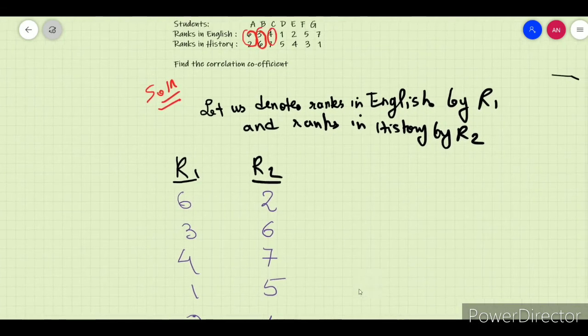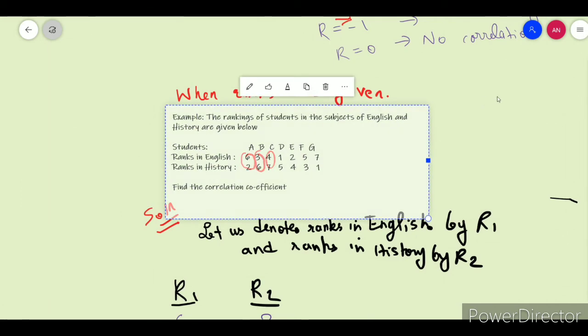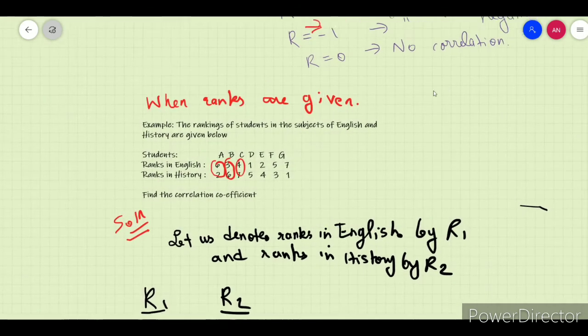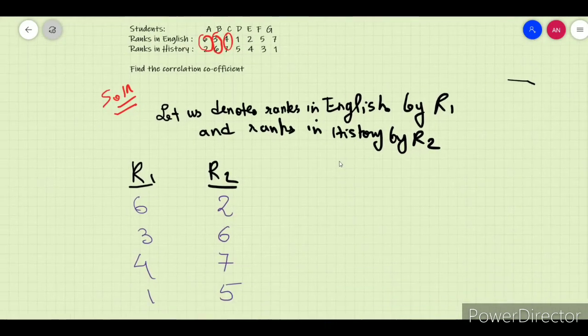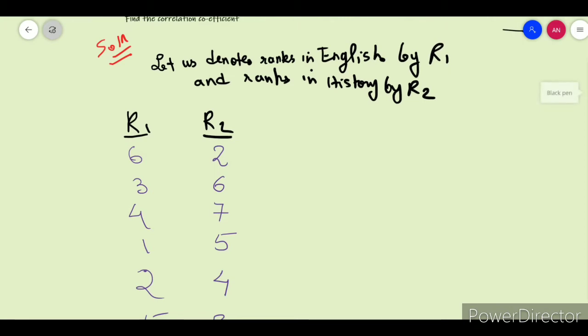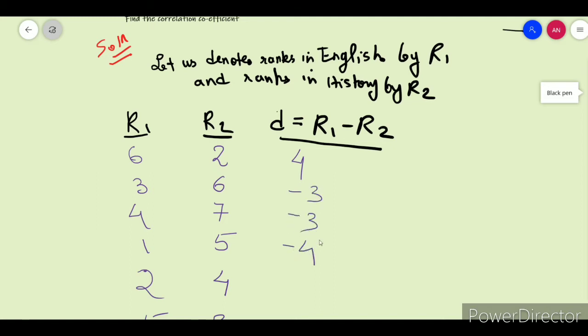Now we can find the difference between these ranks, which is nothing but D. We have to find the difference. So D, the difference between ranks, is nothing but the difference between rank 1 or R1 and R2. So 6 minus 2, 4, 3 minus 6, minus 3, 4 minus 7, minus 3. So we keep on subtracting these ranks.